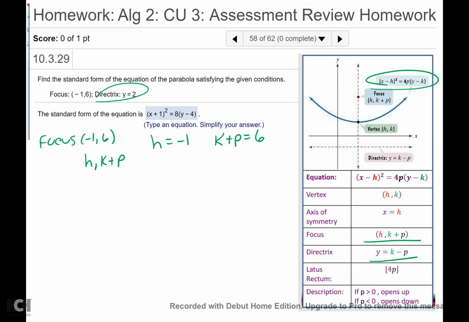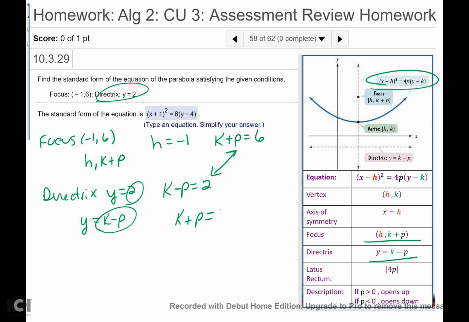The directrix is y equals 2. That equation is the same as y equals k minus p. So what this tells me is that k minus p has to equal 2. If I line these two up, k plus p equals 6, k minus p equals 2. The p's will cancel. I have 2k equals 8. Divide by 2. K equals 4.